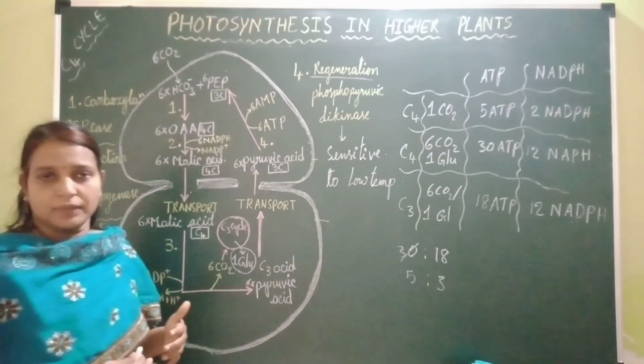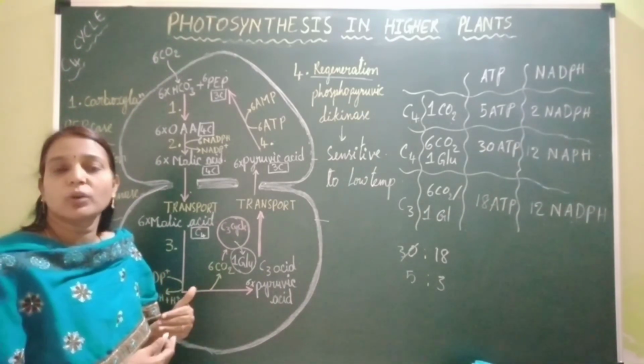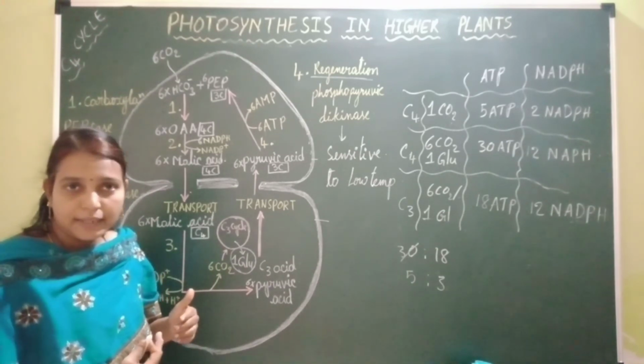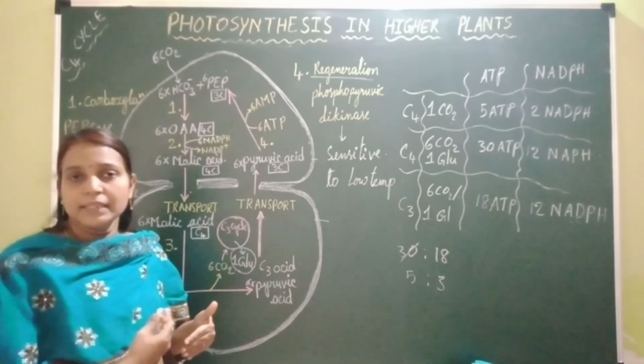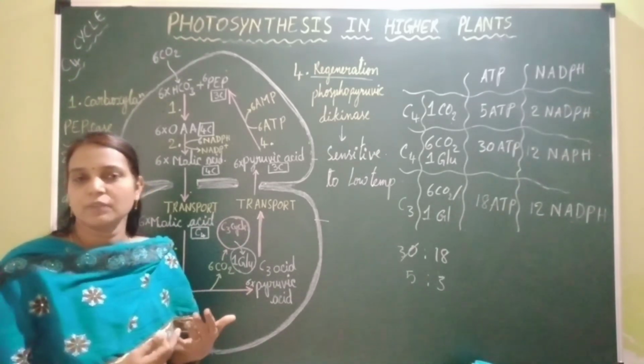And the C4 pathway is more evolved than the C3 pathway. That means C4 plants are more evolved than C3 plants. Now let's study how they are more evolved than C3 plants in the next video. That is the significance of C4 plants or the C4 pathway.